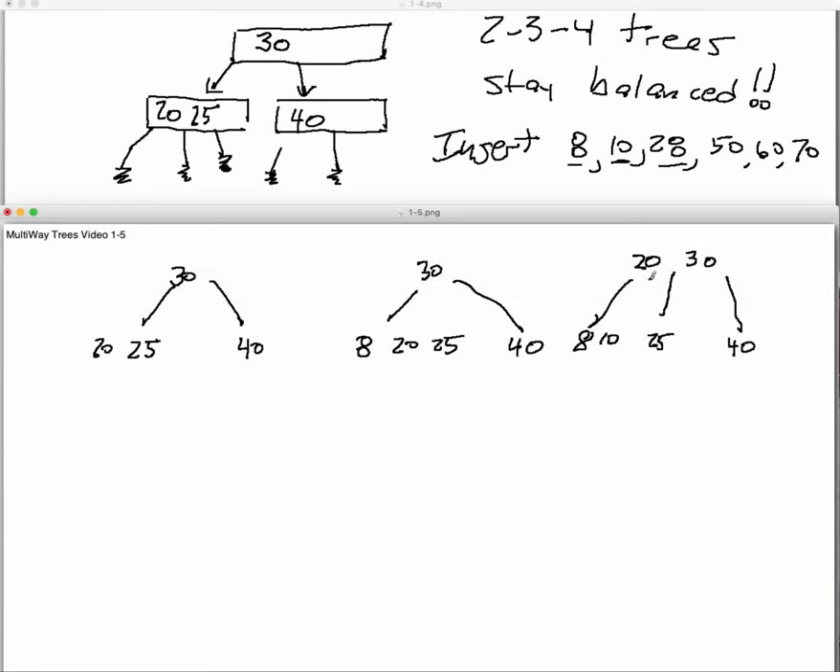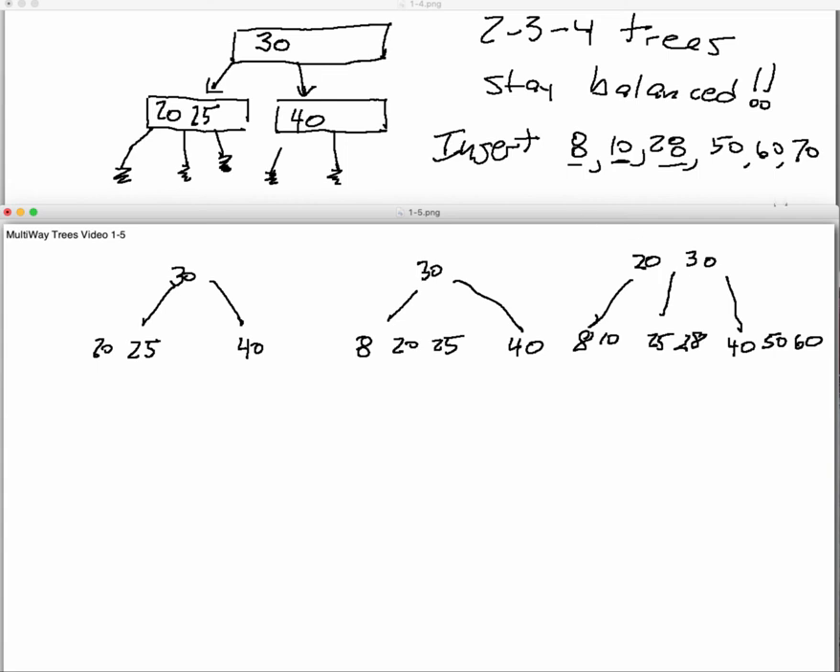Now I'm going to insert a 28. That's going to be easy. I come over here, and it is between 20 and 30, so I come down here. The 28 goes here, like that. I'm going to come over here. I'm going to insert a 50. The 50 is going to go over here. I'm going to come down here. I'm going to insert a 60. The 60 goes over here.